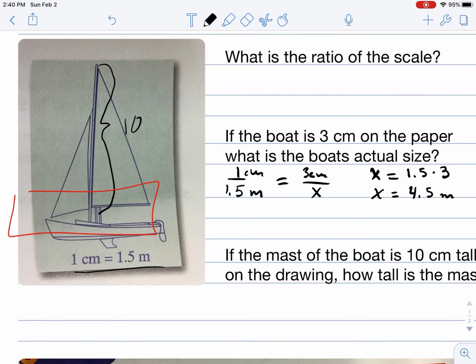So we're setting up the ratios, making sure to keep the drawing dimensions as our numerator and actual dimensions as our denominator. And if you flip those, that's fine as long as you are consistent: the actual on top and the drawing dimensions on the bottom.